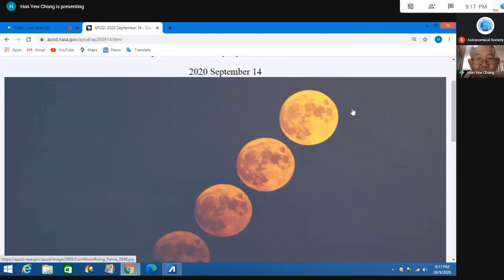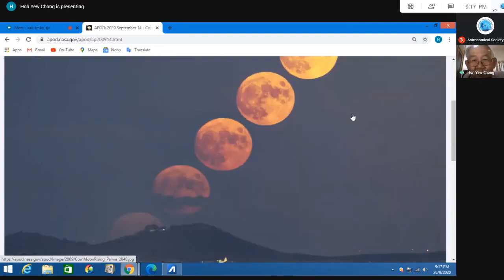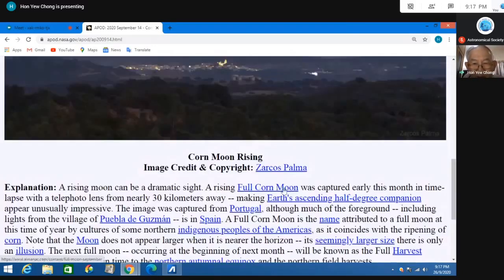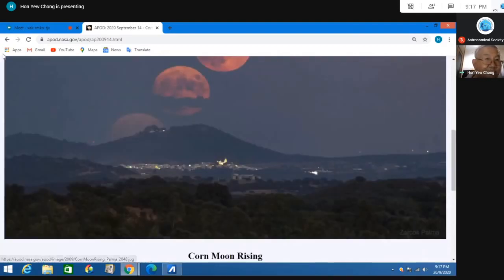But if you are in Australia, it will be different. The moon will rise from the lower right to the upper left in Australia. But this is in the northern hemisphere, in Portugal. This is the corn moon rising. Very nice. So he was in the correct position at the correct time. Zarcos Palma, Portuguese astrophotographer, took this moon rising. Very nice.